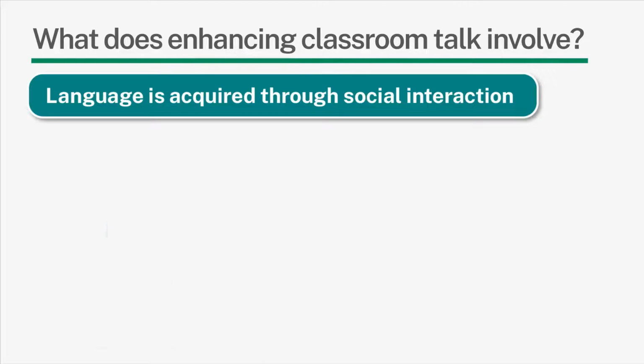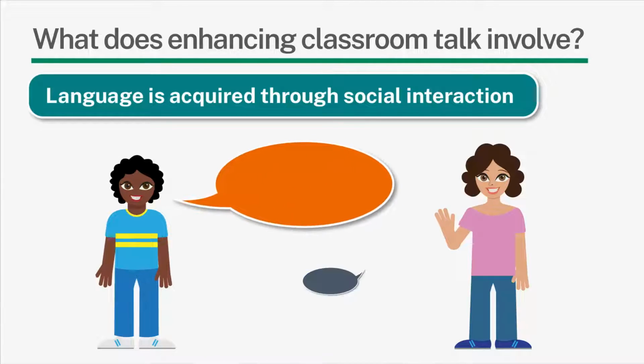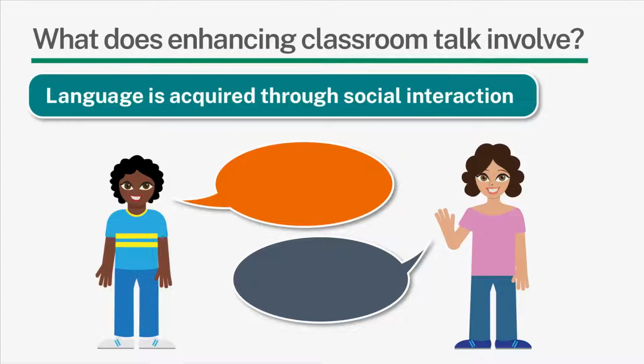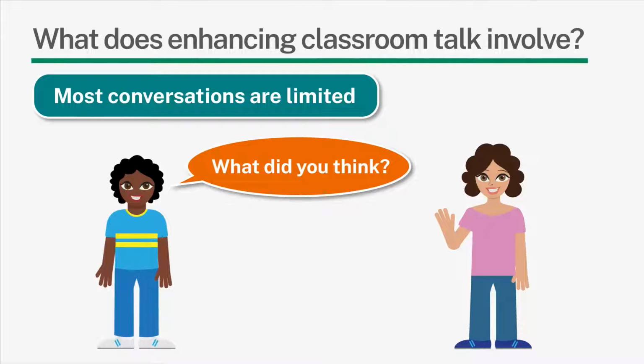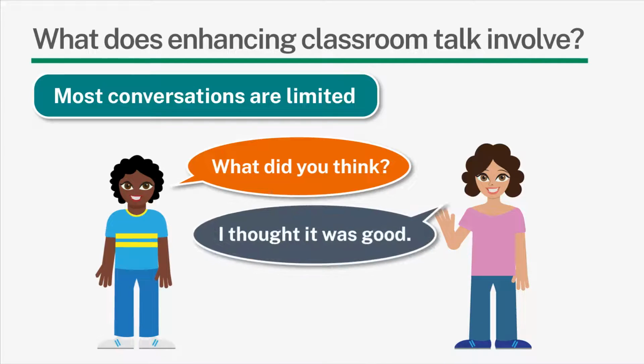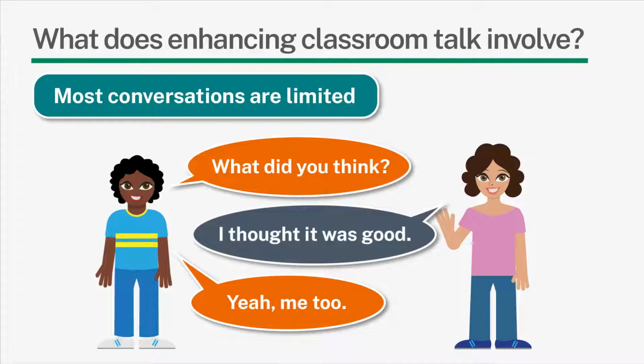Language is acquired through social interaction, which makes classroom conversations essential for language development. However, much of the dialogue that occurs in the classroom is very limited. For example, one learner might ask, "What did you think?" The other one would say, "I thought it was good." And the first learner might say, "Yeah, me too." This kind of limited conversation doesn't give learners maximal opportunity for developing their language and thinking skills.